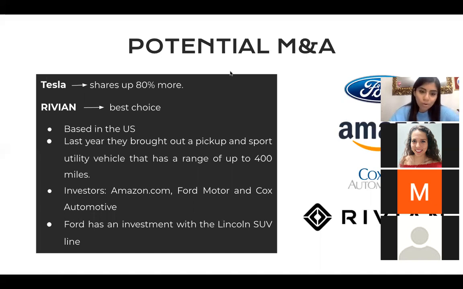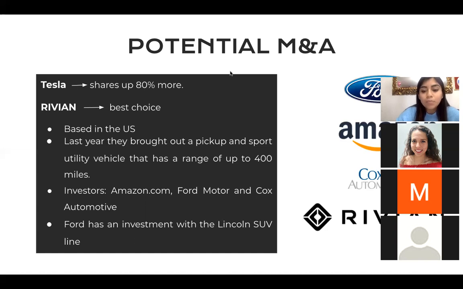According to Eric Ross, the perfect choice for Tesla is to choose Rivian because it's also based in the US, and last year they brought out a pickup and sport utility vehicle that has a range of up to 400 miles. It's also important to mention that the investors are Amazon, Ford Motors, and Cox Automotive. But then Ross added that Tesla batteries and economies of scale could add much more to this.